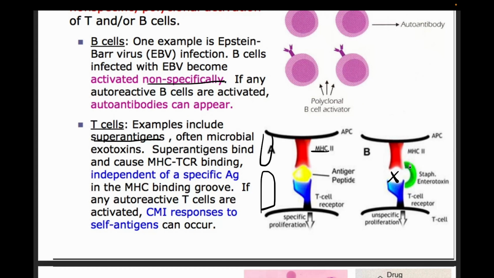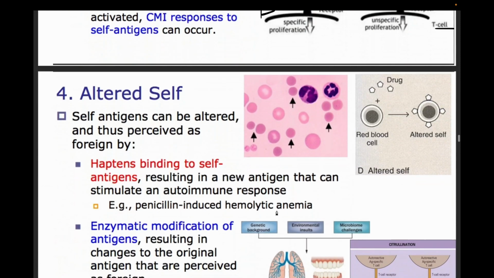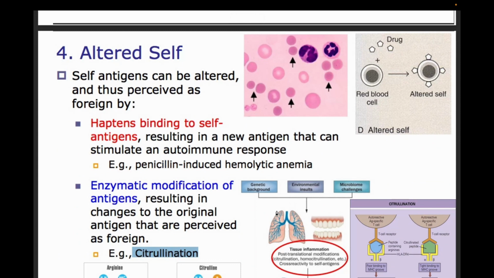What happens is that anchoring occurs between the MHC2 and the T cell receptor. This is staph enterotoxin. It causes non-specific activation of the T cells. And unfortunately, there is a chance that this T cell can be self-reactive. So when it's activated, it will lead to autoimmunity. So that is the idea. Now let's move to altered self.